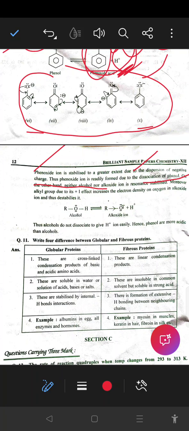But on the other hand, in the case of alcohol, there is an R group, which has a plus I effect and increases the electron density on the oxygen in the alkoxide ion, and hence it does not show any resonating structure or stability. That's why it is less acidic in nature, and the phenoxide ion is more acidic. So phenols are more acidic than alcohols.